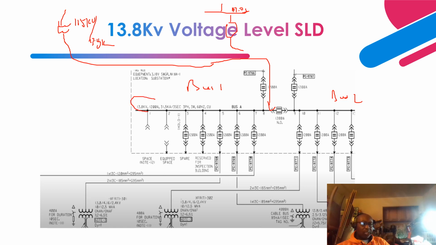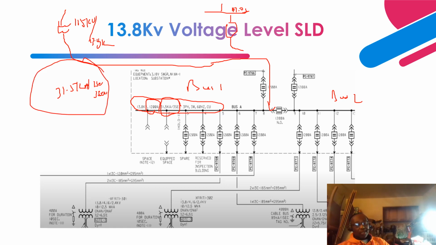What you see over here is the rating of the bus. You can see the nominal voltage rating for the bus is 13.8 kV, and the continuous current rating is 1200. And the symmetrical short circuit rating is 31.5 kiloamps for 3 seconds. And that is the short time symmetrical rating. So for the short time symmetrical rating, you can have 31.5 kiloamps, either 1 second or 3 seconds.